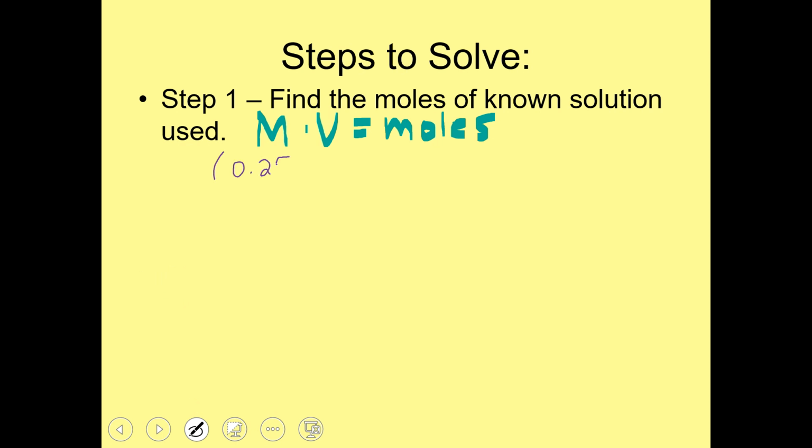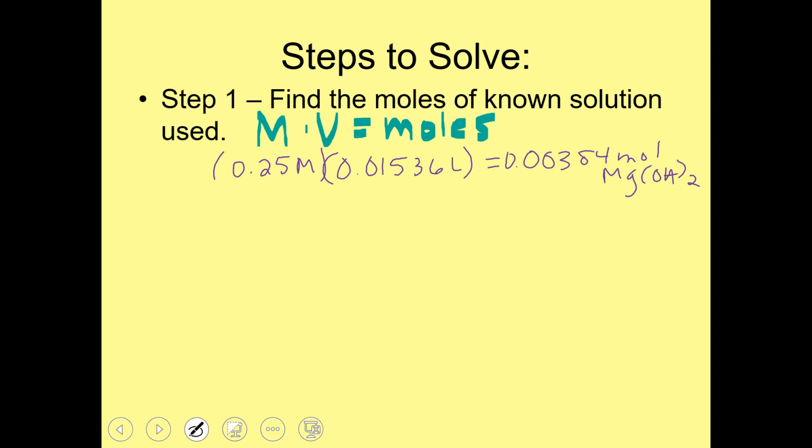So the molarity, the volume has to be in liters because molarity is moles per liter and we need the liters to cancel. So 0.01536 liters. And when you multiply those, you get 0.00384 moles. What is that moles of? Well, that was the molarity and the volume of the magnesium hydroxide. So that is moles of the magnesium hydroxide.